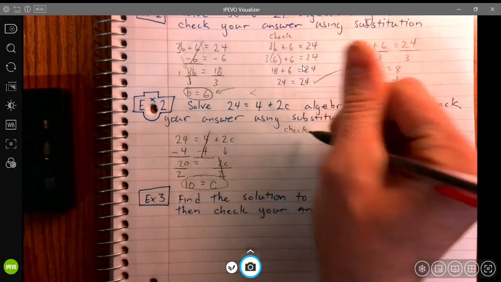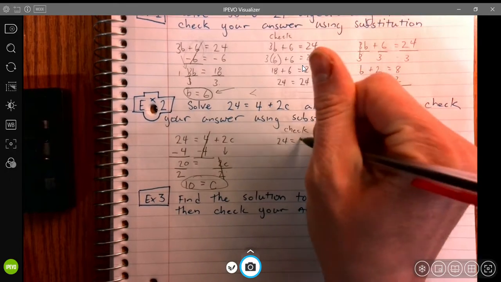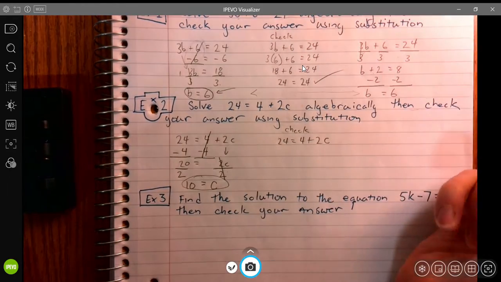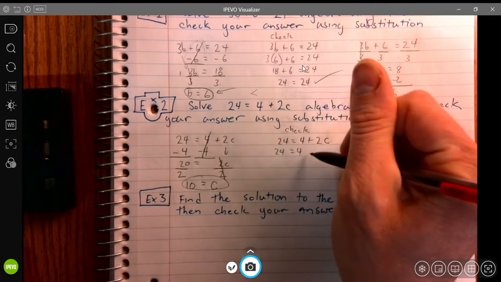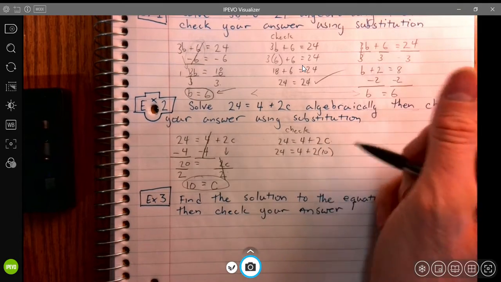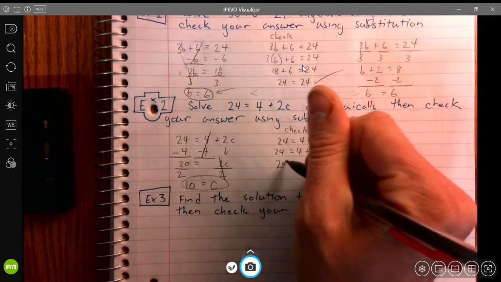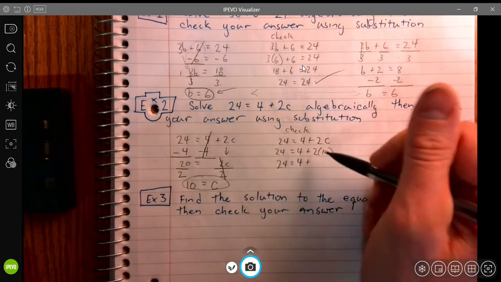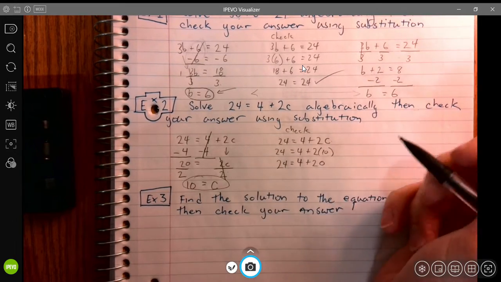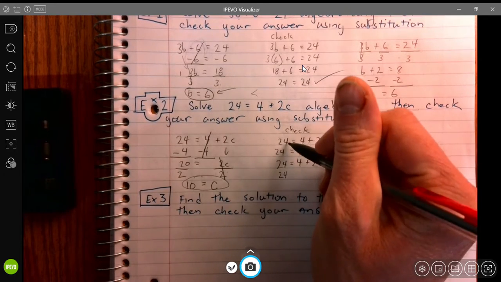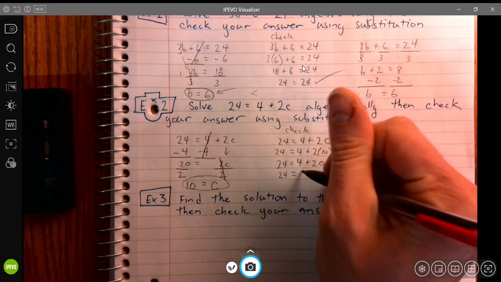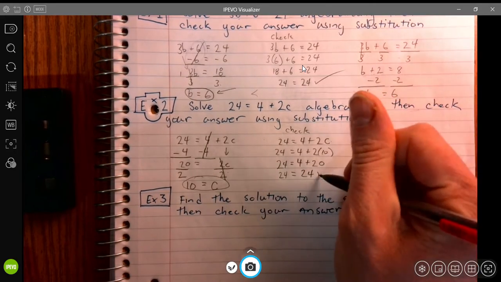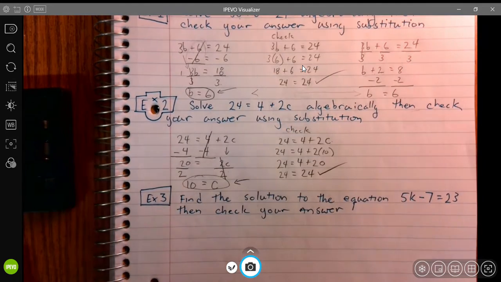So here's my check. Okay. Everywhere I see a c, I'm going to plug in a 10. 2 times 10 is 20. Notice on the left, I'm just copying down this 24 because there's no operation. 4 plus 20 is 24. Is 24 equal to 24? Yes, it is. Then we know that we have our correct solution in 10 equals c.